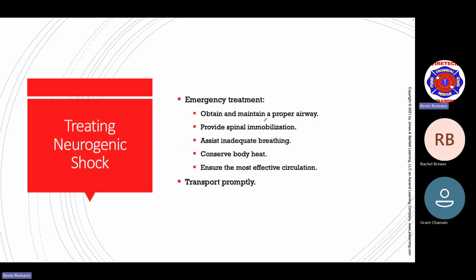All right, so treatment for neurogenic shock should be obtaining and maintaining proper airway, spinal immobilization, conserving body heat, assisting inadequate breathing as needed, ensuring the most effective circulation possible, and then transport to a facility capable of managing spinal injuries.